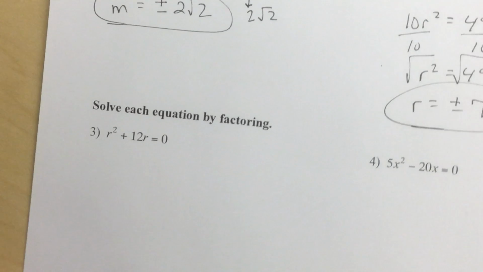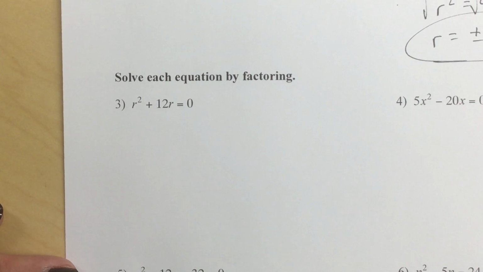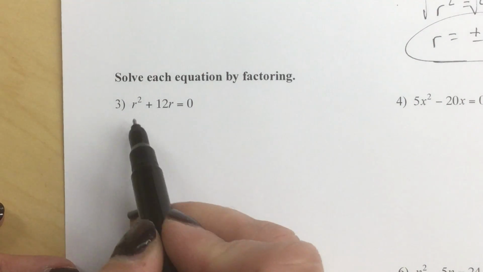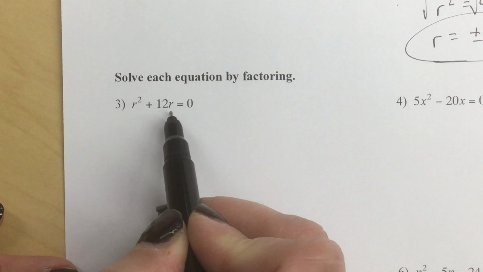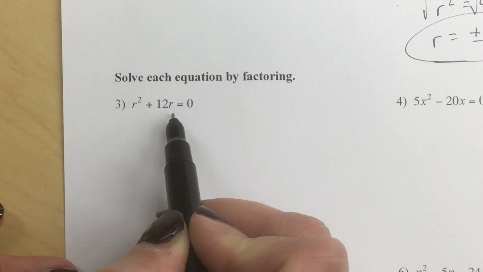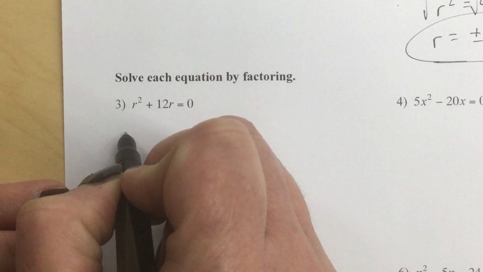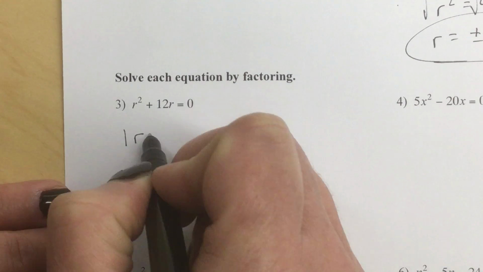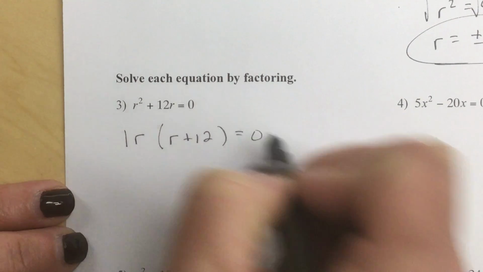Okay? The next way that we learned to solve these was by factoring out a common factor. So this does not have a third term on the left side of the equal. It's just an r squared and an r. So we're going to factor out a common factor. Well, the only number I can take out is 1, but I can take out an r, and that will leave me with r plus 12 on the inside.